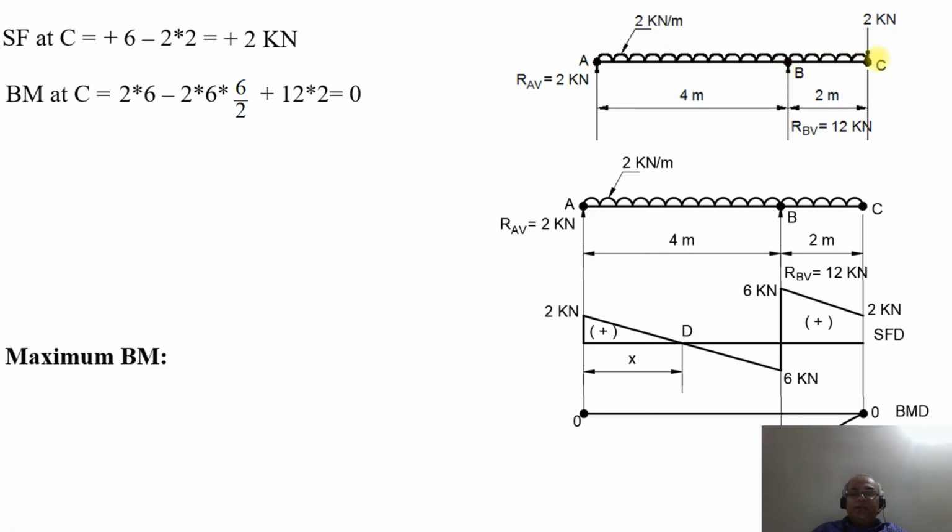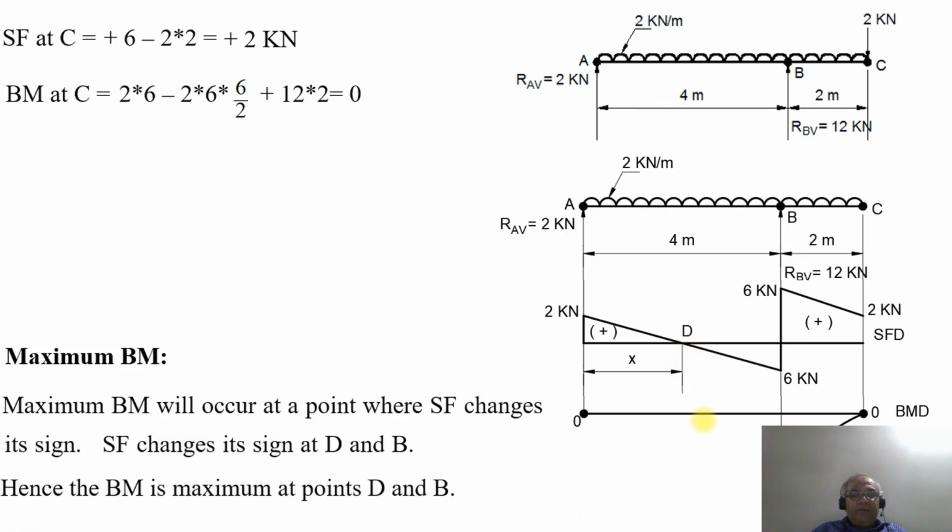So what is going to be the maximum bending moment now? Because as the SF is changing its sign from positive to negative, at that point you are going to get the maximum bending moment. So maximum bending moment will occur at a point where SF changes its sign. SF changes its sign at D and B now. So one point is at D and the other one is at B. Hence, the bending moment is maximum at points D and B.